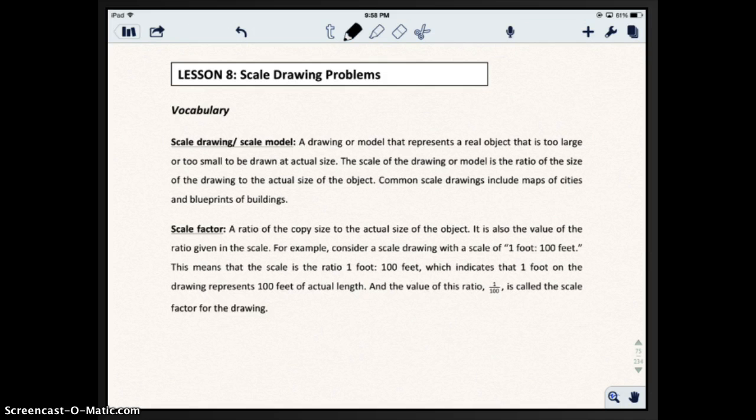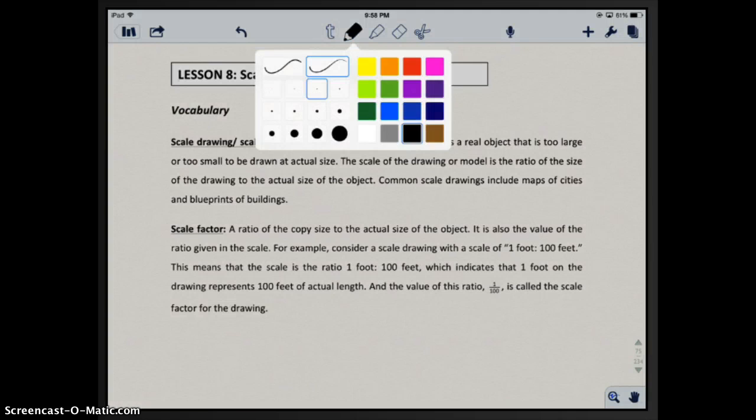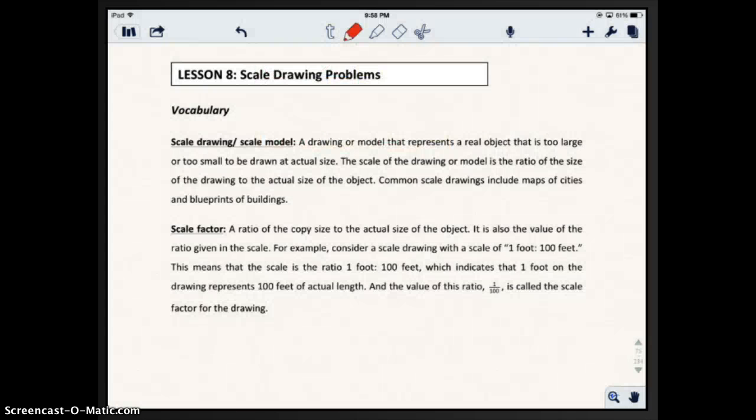First we have two vocabulary words, scale drawing and scale model. A drawing or model, same difference essentially, that represents a real object that's too big or too small to actually draw on size. Like you cannot draw a whole building on a piece of paper. So you need to draw a scale model of it, or scale drawing, or make a scale model of it. There's a ratio involved here of the size of the drawing to the actual size of the object, and common scale drawings include maps of cities and blueprints of buildings.